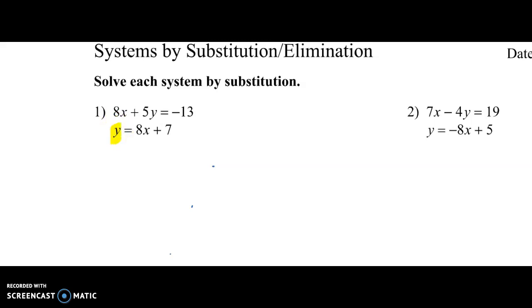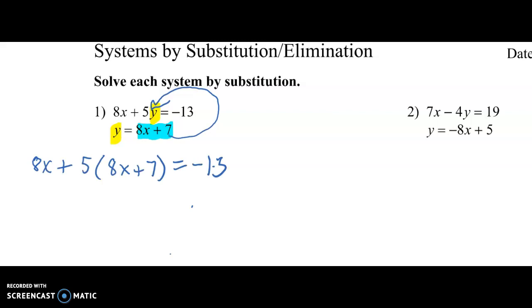Y is isolated, and it's equal to the expression 8x plus 7. So we're going to take that expression that y is equal to, that 8x plus 7, and we are going to substitute that expression in for y in the other equation. So where y is in the first equation, we're going to sub in 8x plus 7. And this is what it's going to look like when we do the substitution.